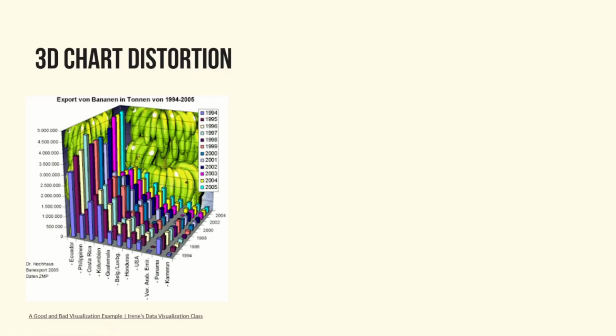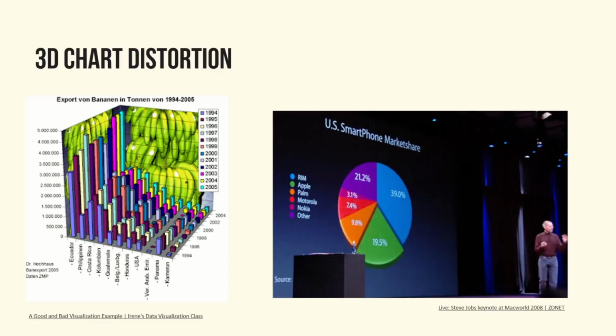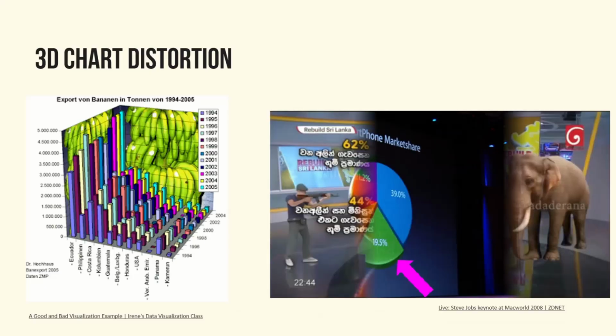And then if you think the pie charts are bad, they get worse when we add the 3D effect. And the tilt of this 3D effect will make the slices in the front look bigger, even when they're not. So we have here 19.5% looking considerably bigger than 21.2%.